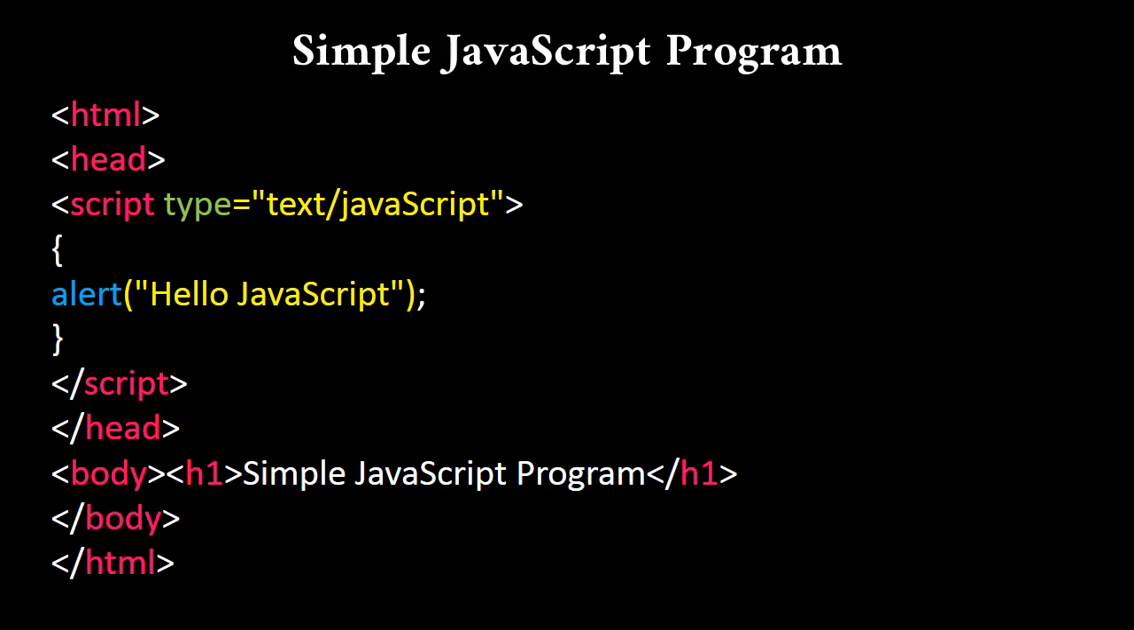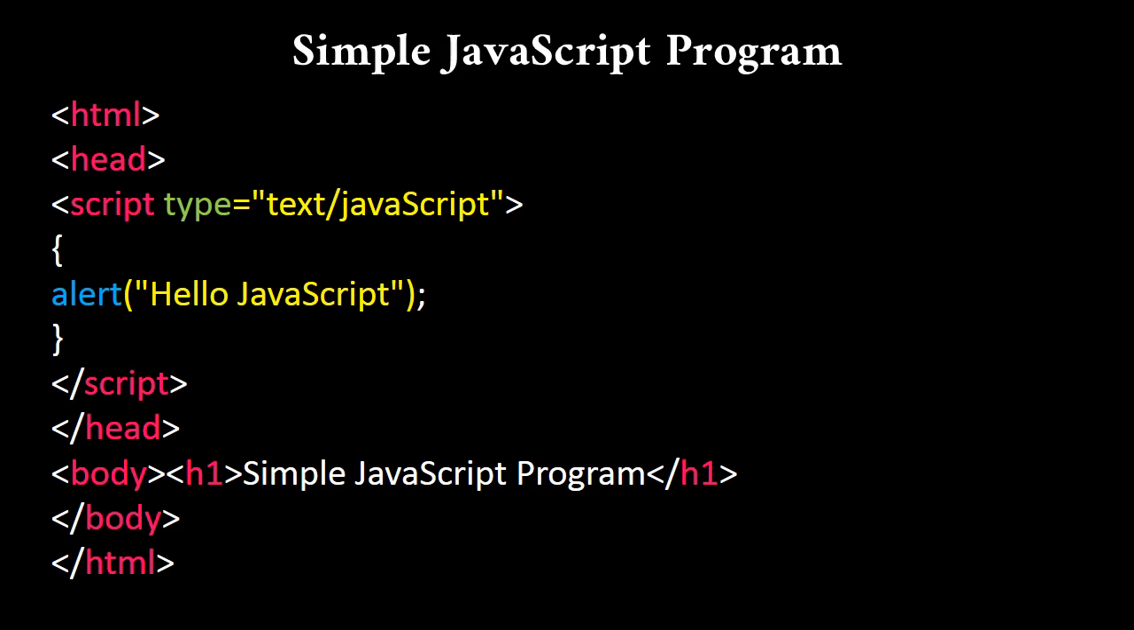Once you have finished that, you can use any function to display a message on the screen by using the curly brackets. Here I have used the alert function, so this message will be displayed once you run the program. It displays the message Hello JavaScript. I put in the bracket Hello JavaScript, so this message will be displayed on the screen once you run the program. And then close the curly bracket.